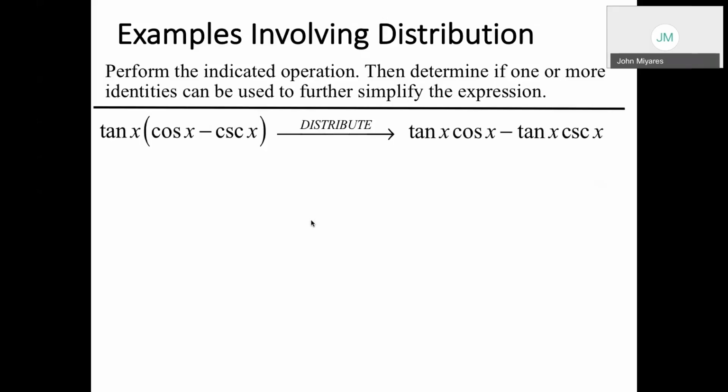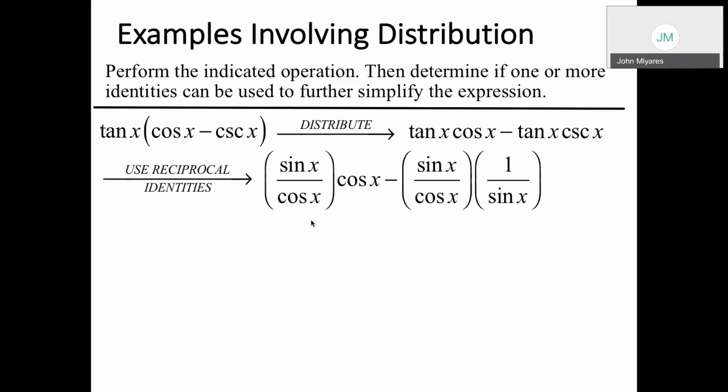Now the question becomes, is there anything we can do to further simplify the results of this? Well, what if we turned everything in the expression into their equivalents using sines and cosines with the reciprocal identities? The tangent turns into sine over cosine, and the cosecant turns into 1 over sine. So our expression now looks like this.